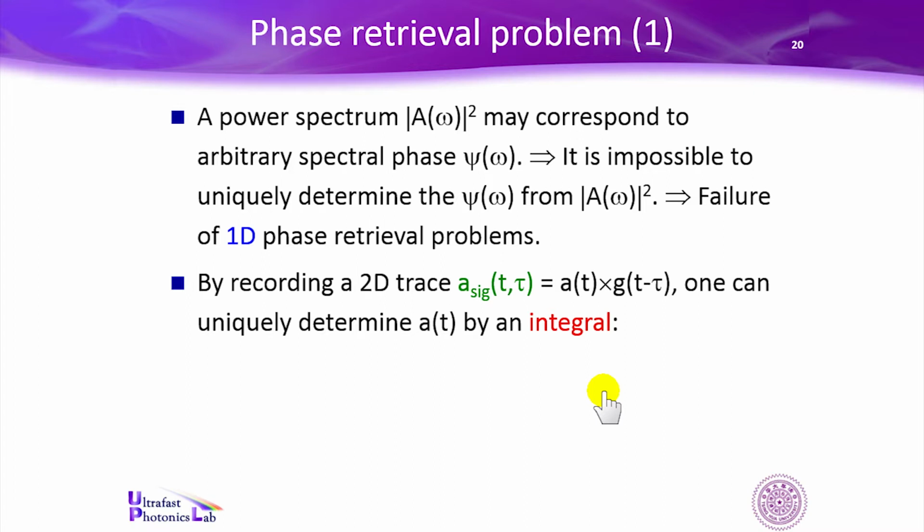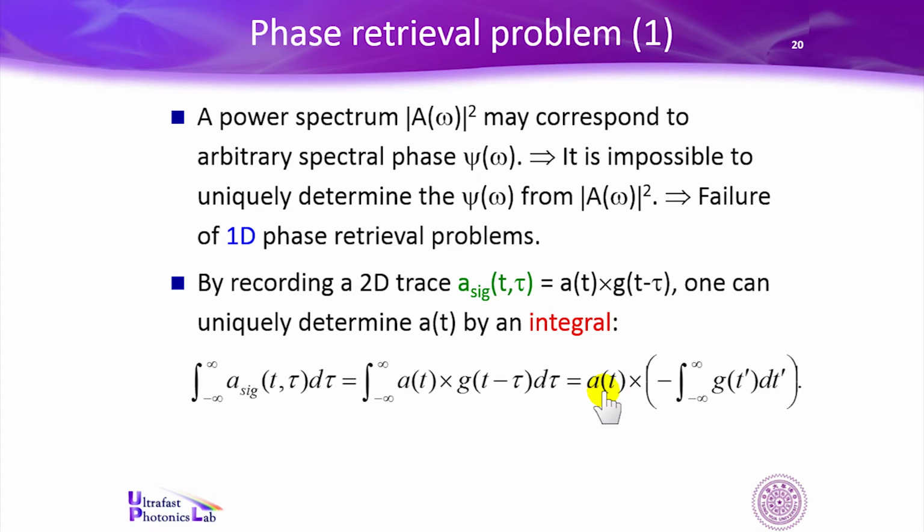If you can record a two-dimensional trace A sub sig, we have seen this many times. It's just the gated signal, right? Signal A of t times gate G of t minus tau. This is the gated signal. But it's not a 1D function, it's a 2D function. You have two variables, t and tau. If you can record this, actually you can uniquely determine the signal A of t by a simple integral.